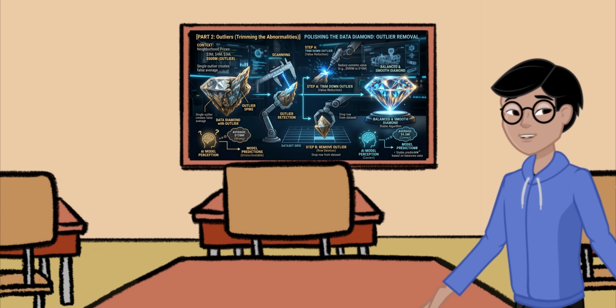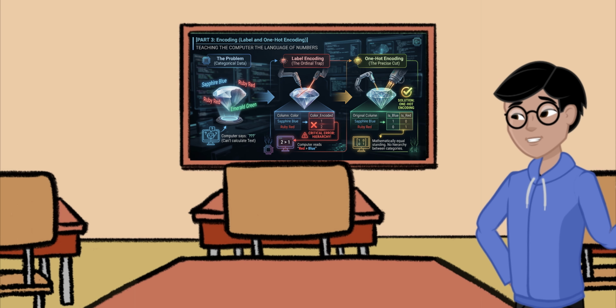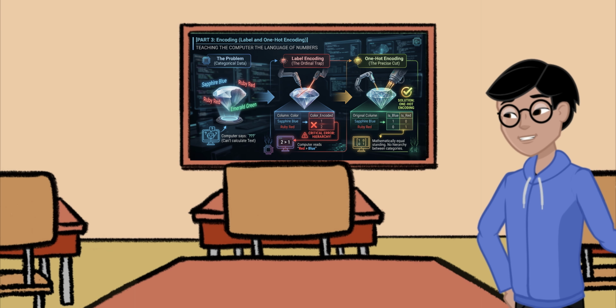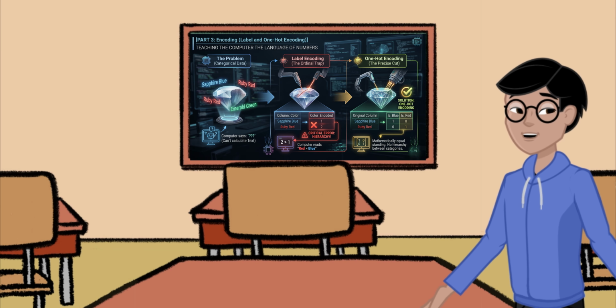Having a balanced and smooth diamond ensures your algorithm works much more stably. Now we are at the stage of cutting and defining the diamond. Computers cannot perceive colors, cities, or names like we do. They only speak the language of numbers. If you tell a computer the color of this diamond is sapphire blue, it can't plug that into a calculation.